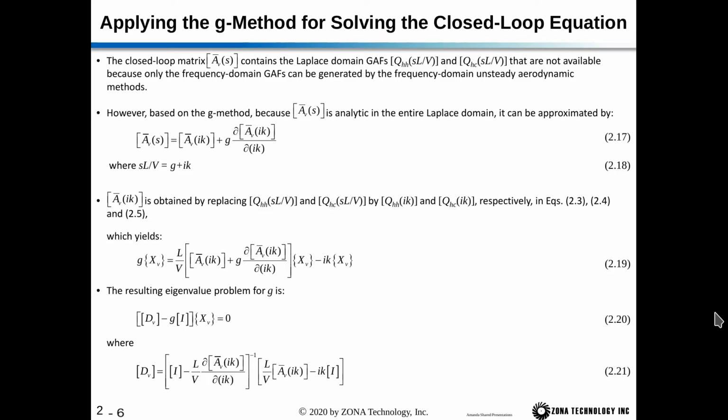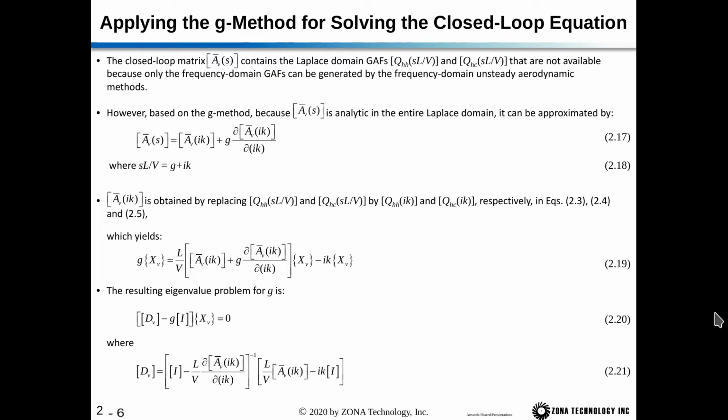So A bar V of S can be approximated as A bar V of IK plus G times the partial derivative of A bar V of IK with respect to IK, where SL over V is equal to G plus IK. Now A bar V of IK is obtained by replacing QHH of SL over V and QHC of SL over V by QHH of IK and QHC of IK, respectively, in equations 2.3, 2.4, and 2.5. So that gives us equation 2.19, where we now have XV in terms of A bar V of IK.